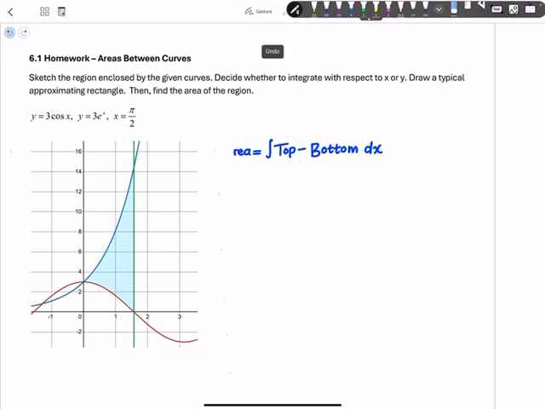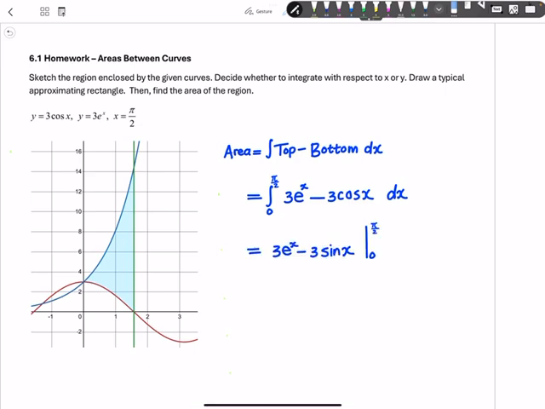The area here will be the integral of top minus bottom, so this will be an integral with respect to x. When we set this up, this will be the integral from 0 to pi halves. The pi halves bound is given, so we did not have to calculate it. The top function is 3e to the x, minus the bottom function, 3 cosine of x dx.